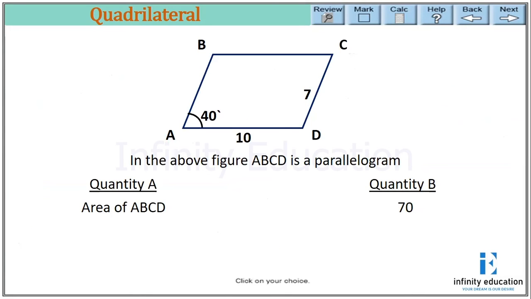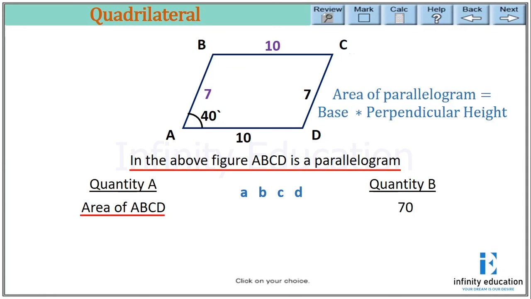In the figure above, ABCD is a parallelogram. So again we can see this is a quantcom question, so we must write the ABCD first. Now as ABCD is a parallelogram, as I said, in case of a parallelogram, the opposite sides are parallel and equal. So if CD is 7, AB should be 7, and AD is 10, so BC should be 10. Now I have to find the area of ABCD.